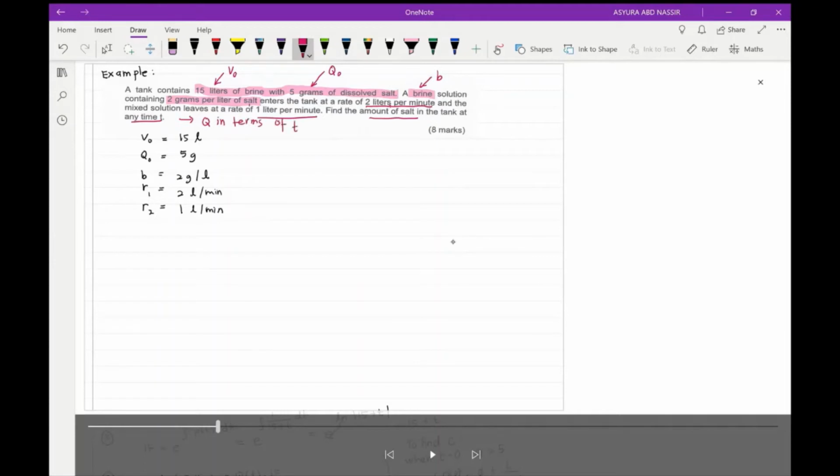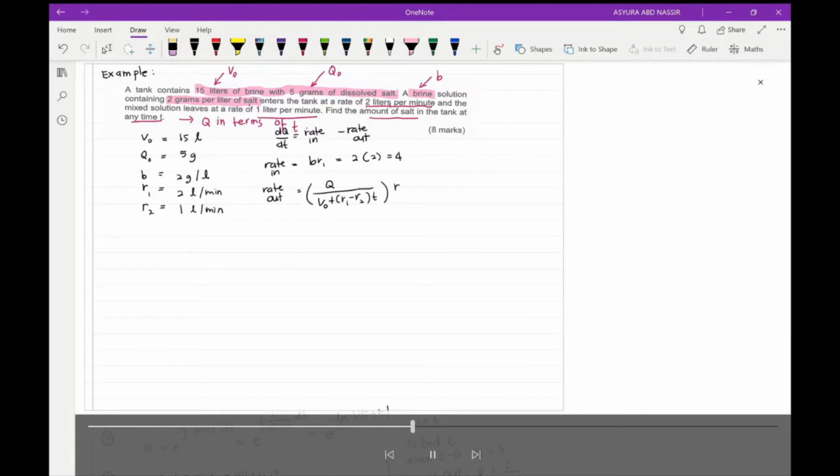Alright. Okay, continue. Next, you will substitute in your formula. So we have dQ/dt equals rate in minus rate out. Your rate in is B times R1, which equals 2 times 2 equals 4. Your rate out is Q over V naught plus R1 minus R2 times t, times R2. Here we have V naught equals 15, R1 equals 2, R2 equals 1. So Q over 15 plus 2 minus 1 times t, times 1. 1 is your R2.